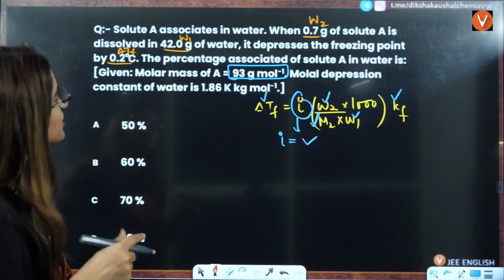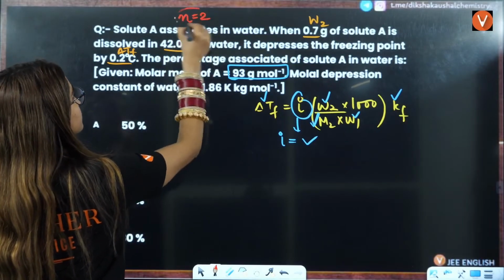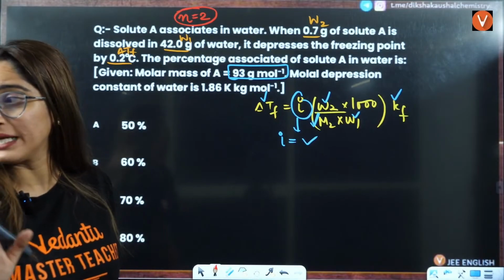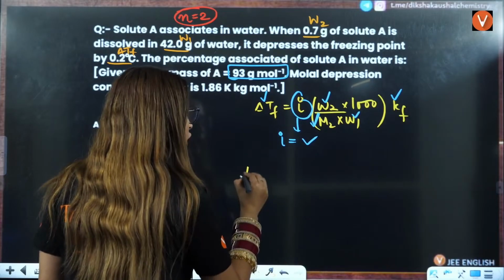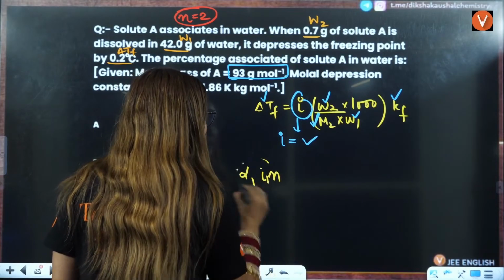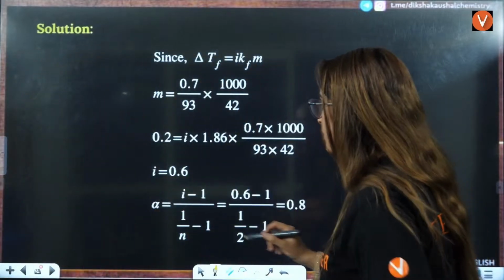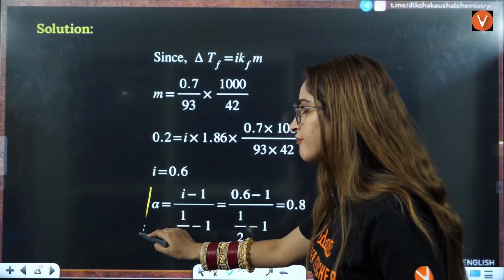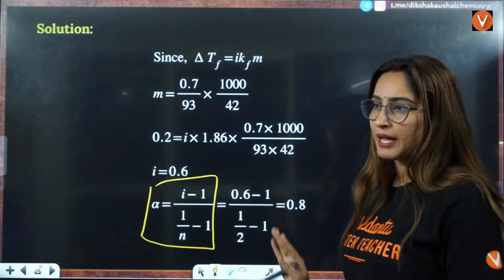For association, when nothing is given to you, you will take the n value as 2. That is, it is getting dimerized. If nothing is given, you will take it as dimerization, right? Now you have to use the formula of alpha, I and N here. That is going to be very simple. Alpha is equal to I minus 1 divided by 1 by N minus 1, that is, I minus 1 by 1 by N minus 1 directly.